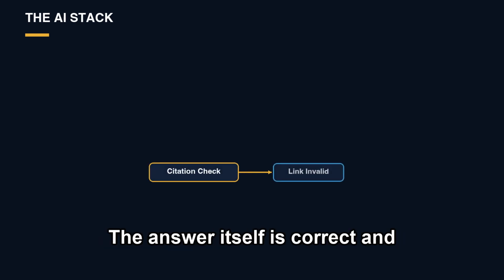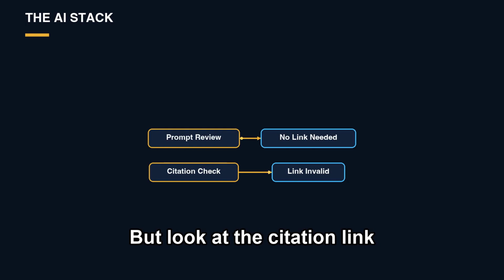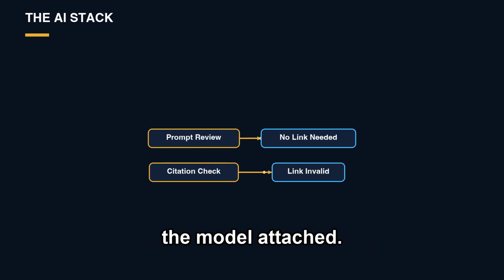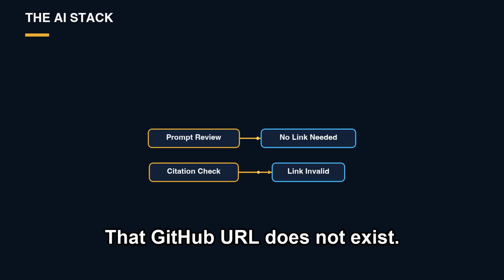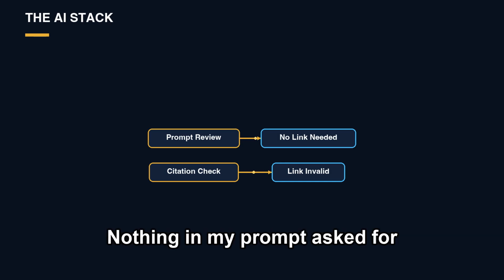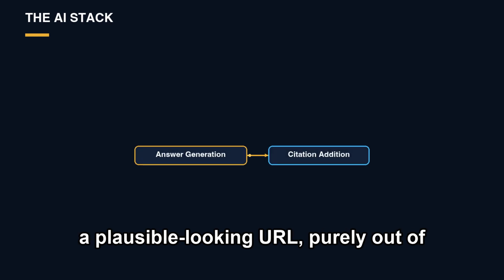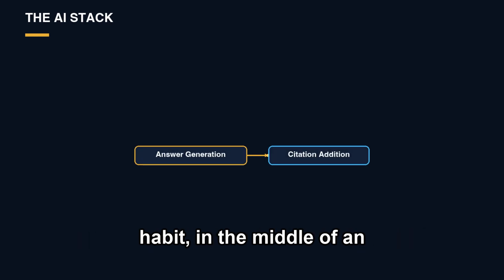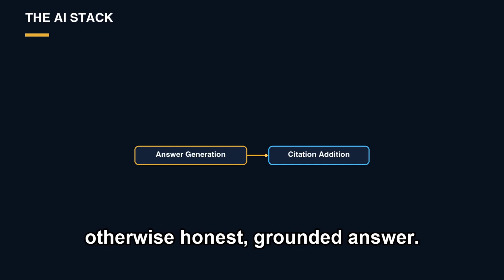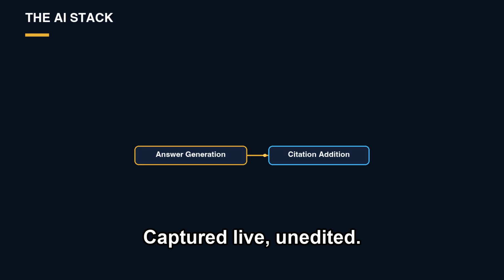The answer itself is correct and grounded. But look at the citation link the model attached. That GitHub URL does not exist. Nothing in my prompt asked for a link. The model decorated its citation with a plausible-looking URL purely out of habit in the middle of an otherwise honest, grounded answer. Captured live, unedited.